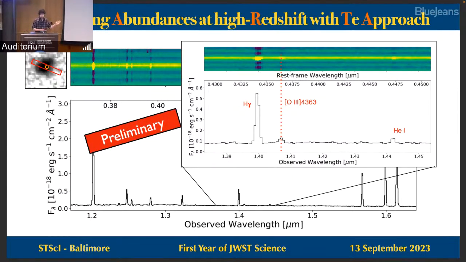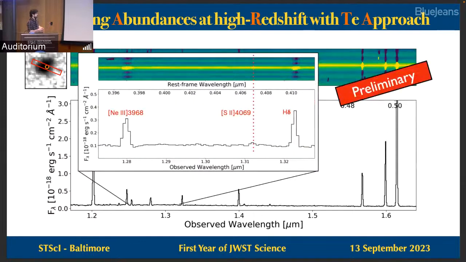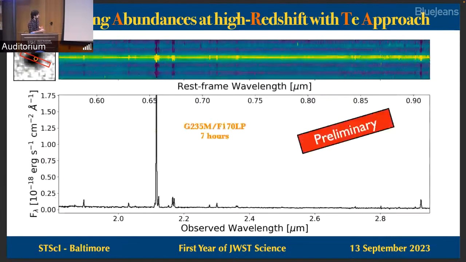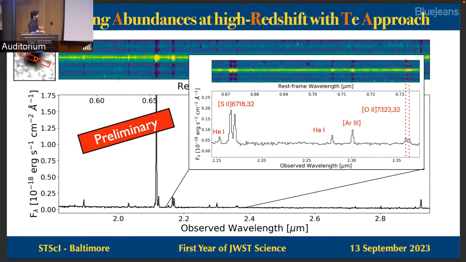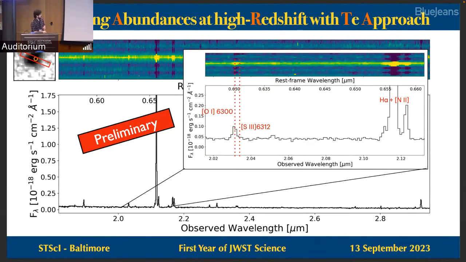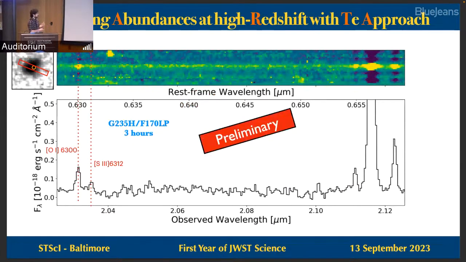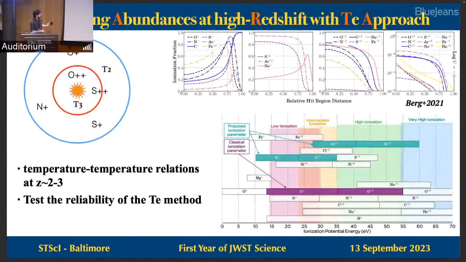But in this specific galaxy, not only do we detect these auroral lines, but also several other auroral lines: the sulfur 2 auroral lines at 4069 angstrom, the oxygen 2 auroral line in band 2 at 7330 angstrom, and also the sulfur 3 auroral line. So this means that we can not only derive accurate chemical abundances in these galaxies, but also try, for the first time, to characterize in detail the ionization structure of H2 regions in these galaxies and test the reliability of the TE method in these sources.